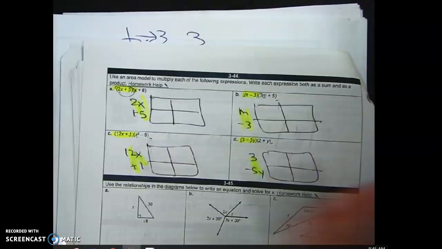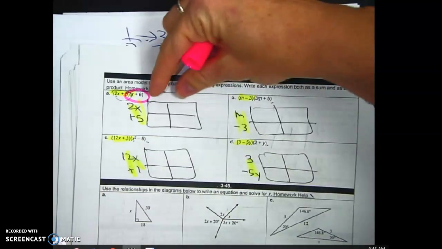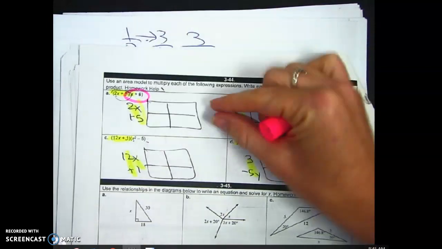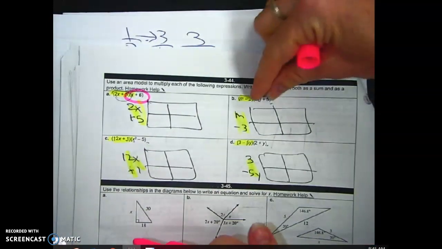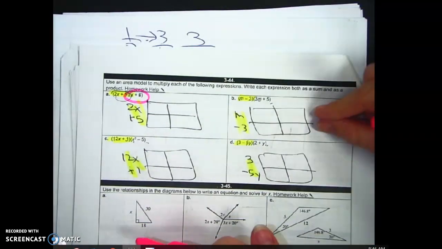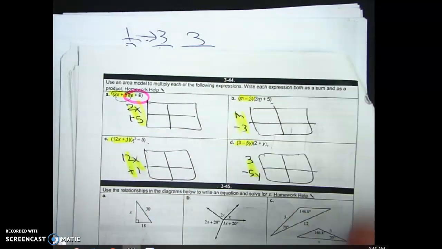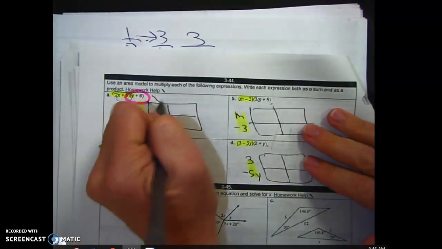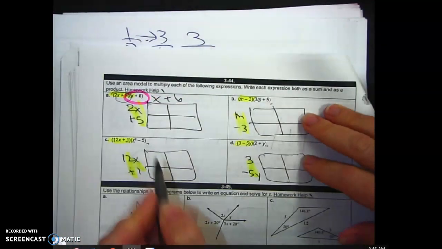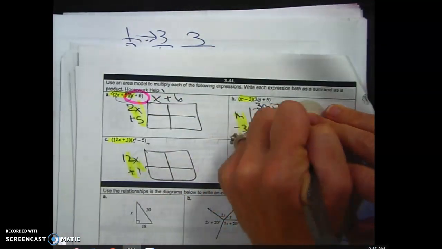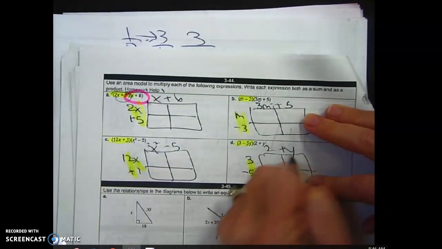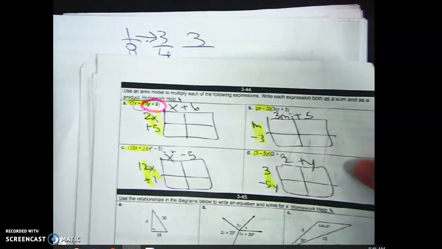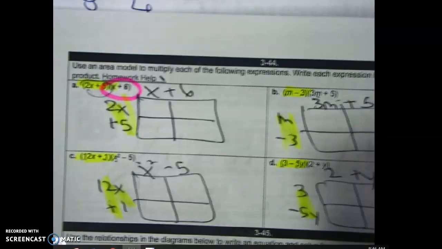Now this, I can put it here or here, but I can't put it there because this is 2x plus 5. Okay? So I can put this here or here, but I can't put it there because that's supposed to match. So for me, the comfort is putting it above, and 3m plus 5, x squared minus 5, 2 plus y. Now that I did that, I'll zoom in, and what am I going to do each time?